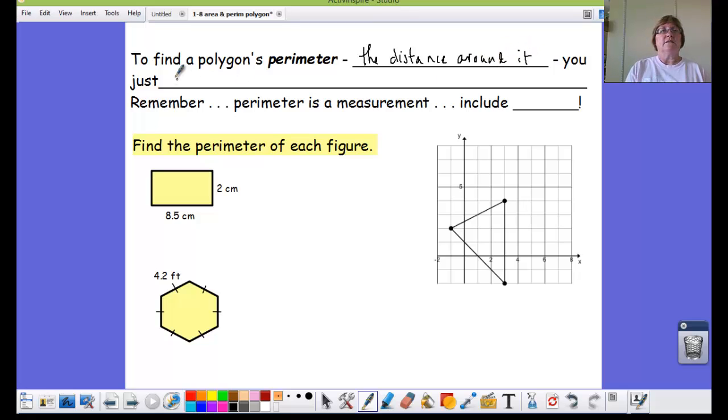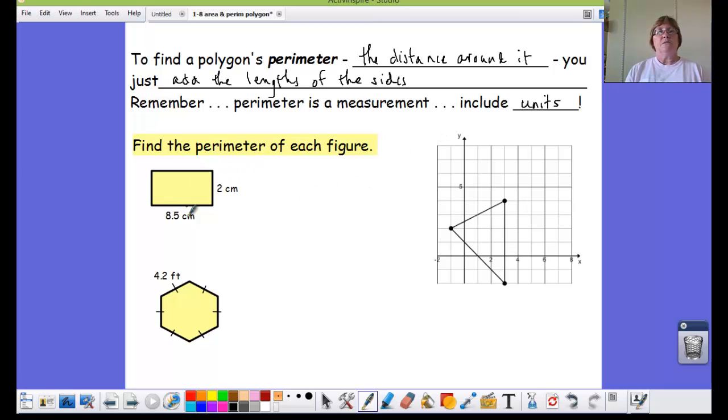All you have to do is add the lengths of the sides together. So add the lengths of the sides. And you should remember, perimeter is a measurement. It needs to have a unit on it. I had a teacher once who said we shouldn't ever have any naked numbers. They need to have units on them.